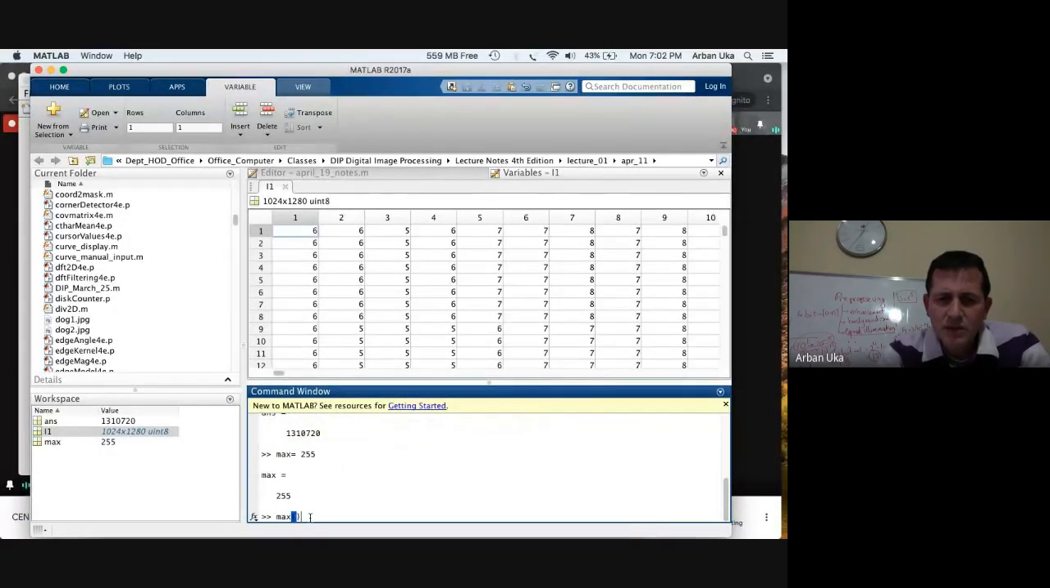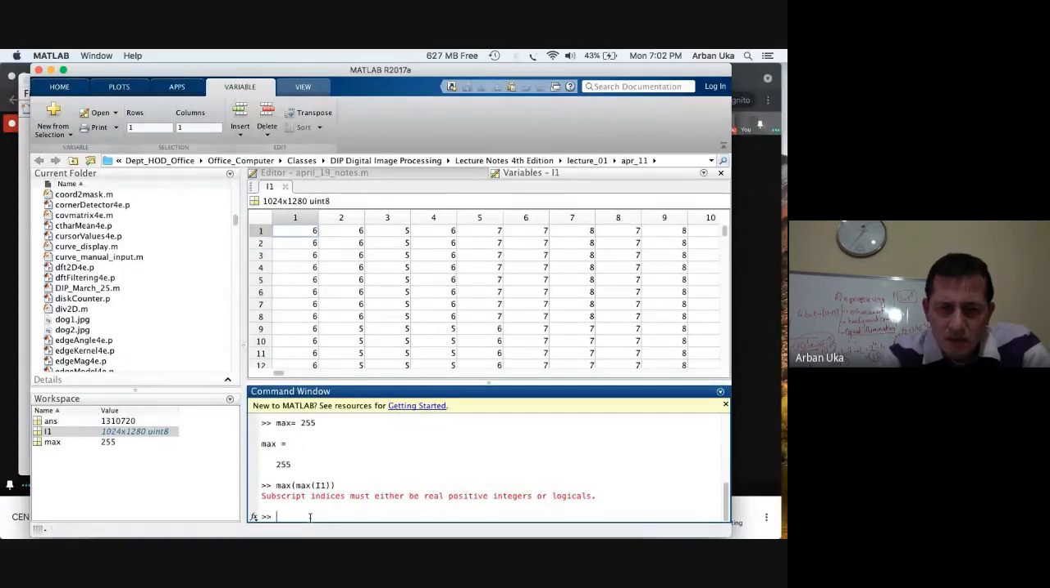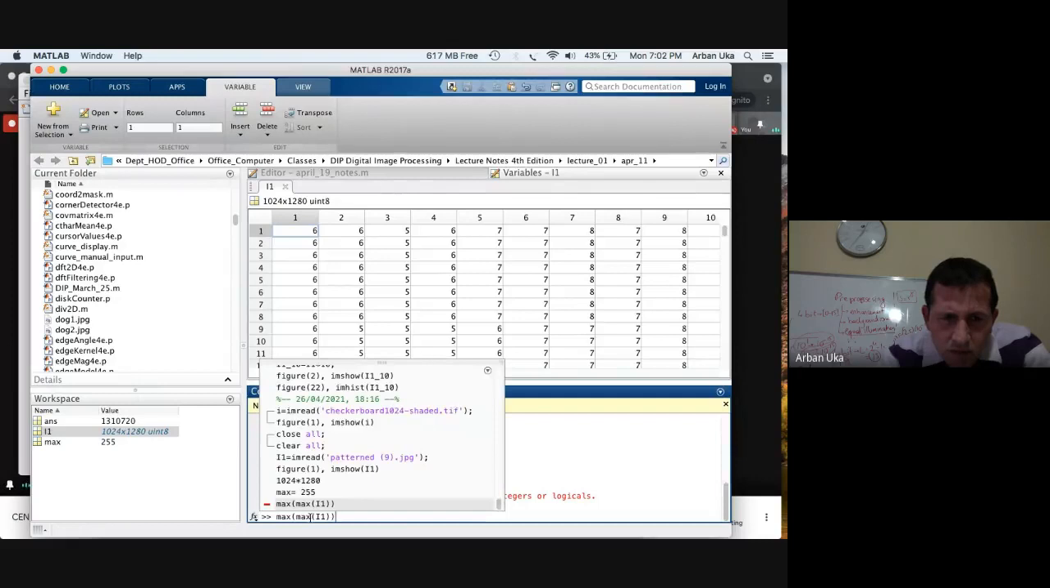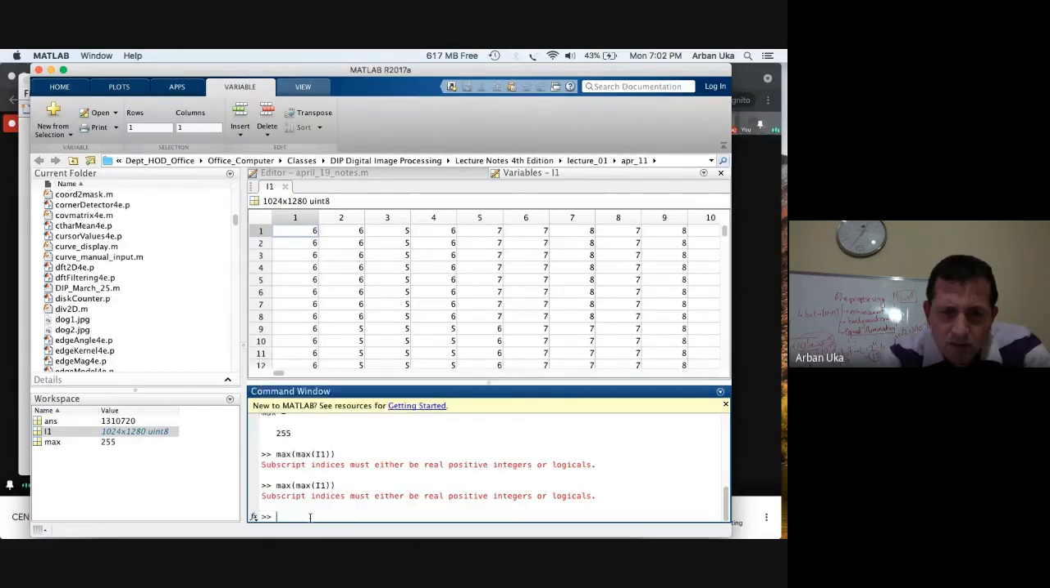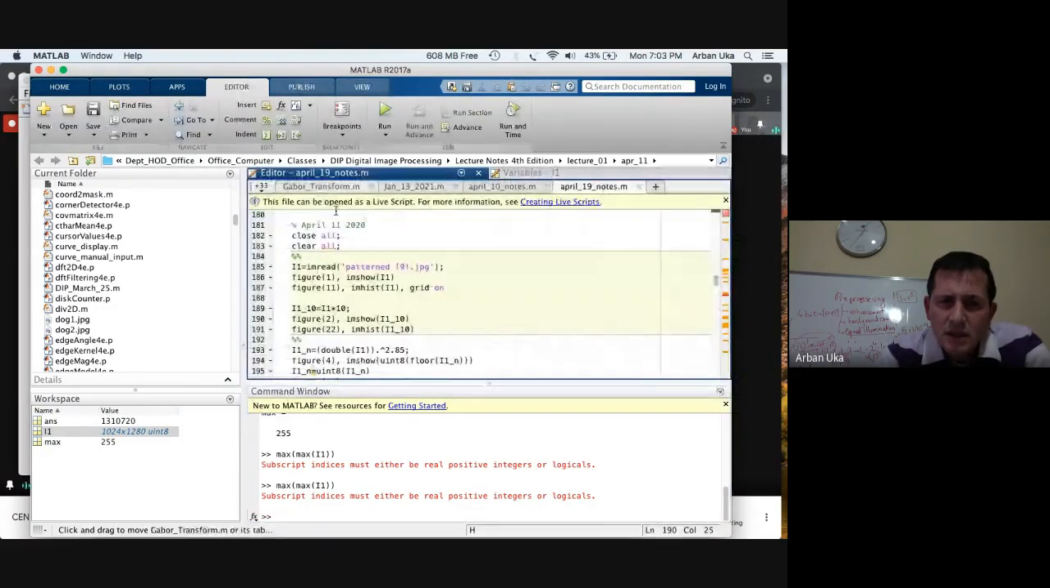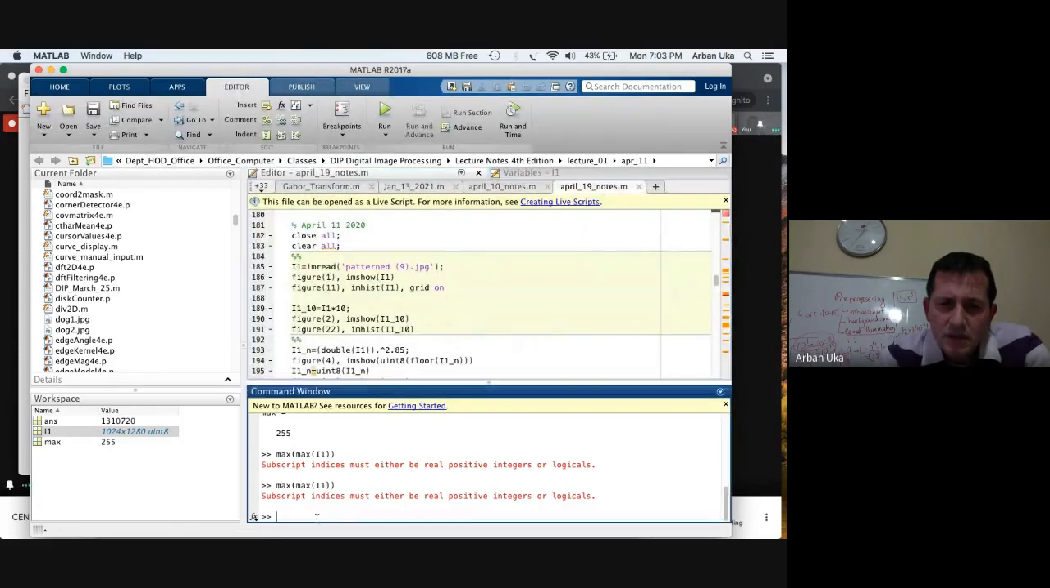But let's see what it really is. So let's do max of the image I1. Apparently the maximum value is, we could not see this one. Why is this the case? Wait a second. Subscript indices must be either real, positive. I don't understand this. So we said that I1 is equal.